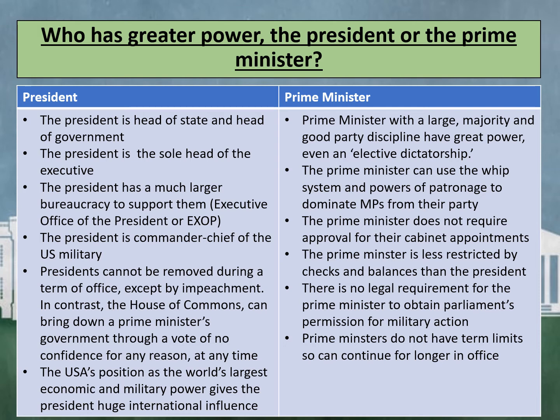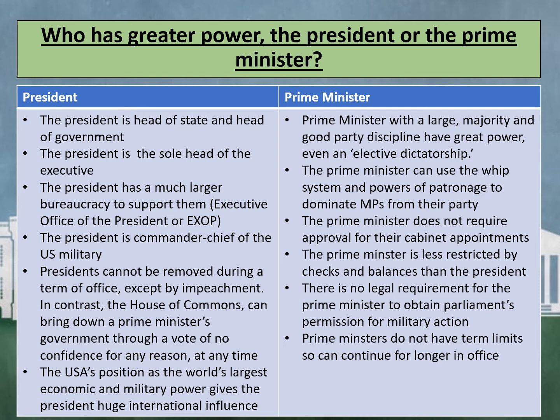and cannot be removed during a term of office except by impeachment. This contrasts with the House of Commons, which can bring down a Prime Minister's government through a vote of no confidence for any reason at any time. The USA's position as the world's largest economic and military power also gives the President huge international influence.